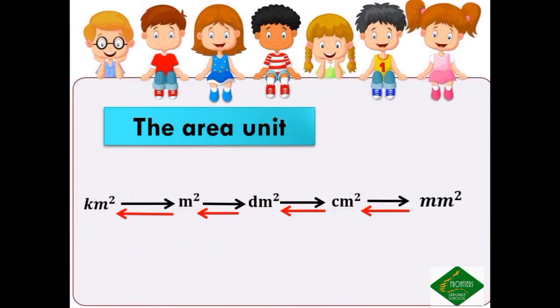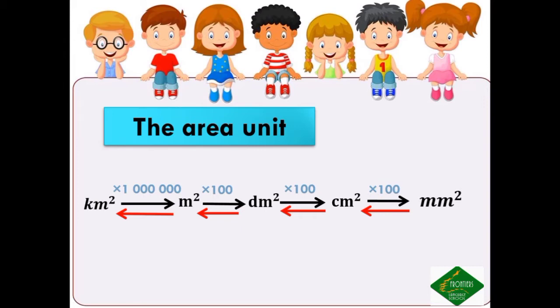The area unit. The unit of area is square. So kilometer square to meter square, I multiply by 1 million. From meter square to decimeter square, multiply by 100. From decimeter square to centimeter square, I multiply by 100. And the last one, from centimeter square to millimeter square, I multiply by 100.